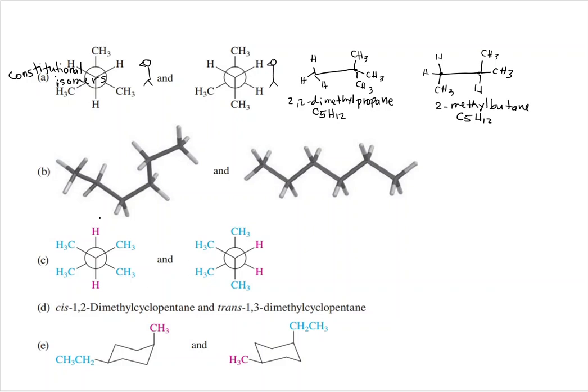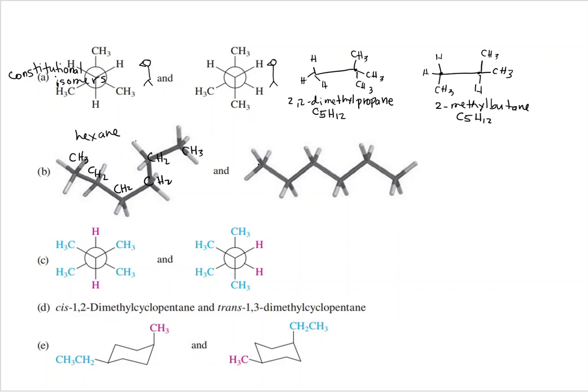Let's do B. The one on the left is a CH3, CH2, CH3, and then CH2. Hold on. Let me do that again. This one is a CH3, CH2, CH2, CH2, CH2, CH3. 1, 2, 3, 4, 5, 6. This is hexane.